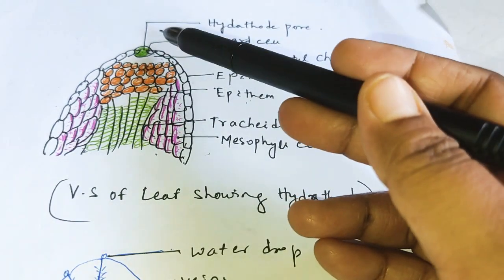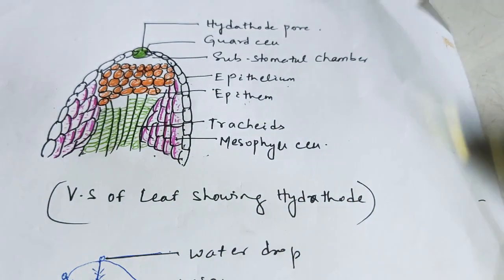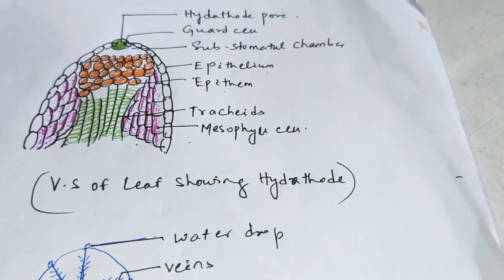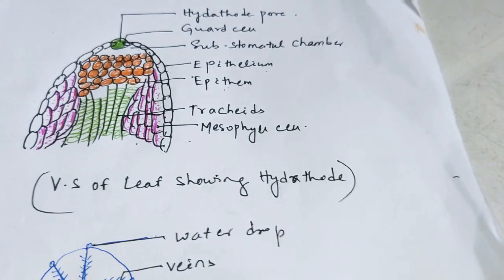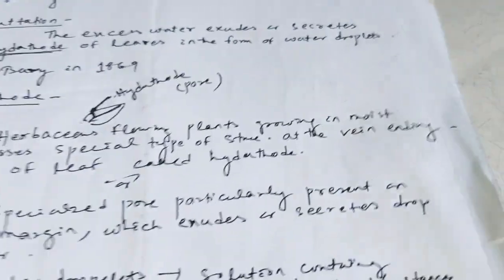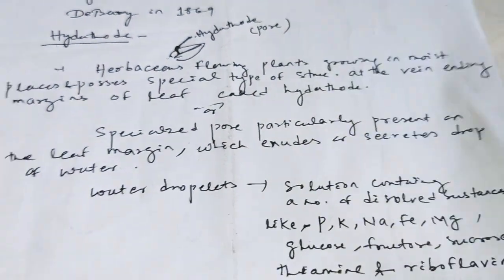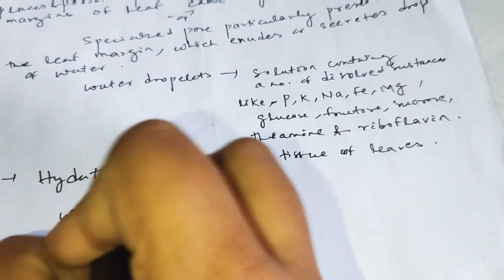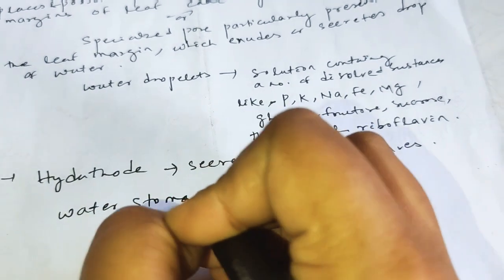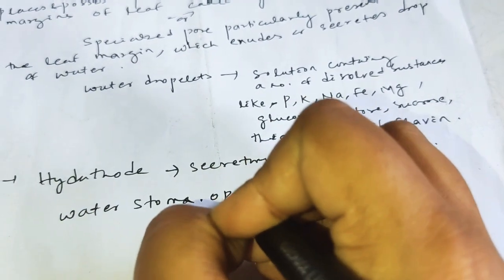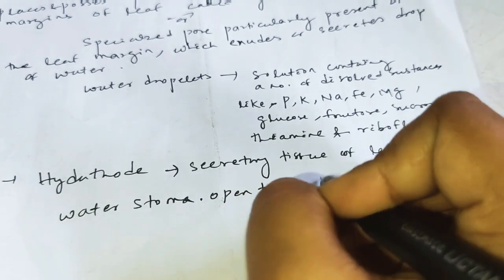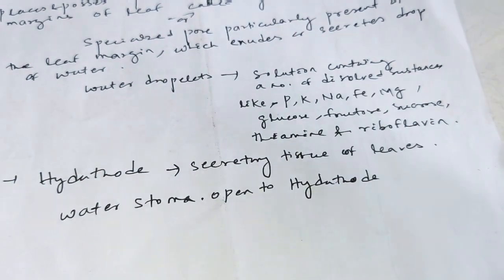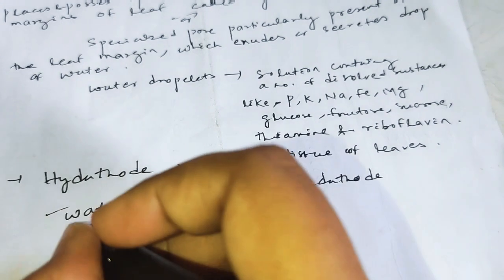Okay, here I am using the word stoma. Here the stoma is different from the transpirational stoma. This stoma is known as the water stoma. The hydathode is mainly connected with the water stoma. The water stoma opens finally to the hydathode. So what is this water stoma?